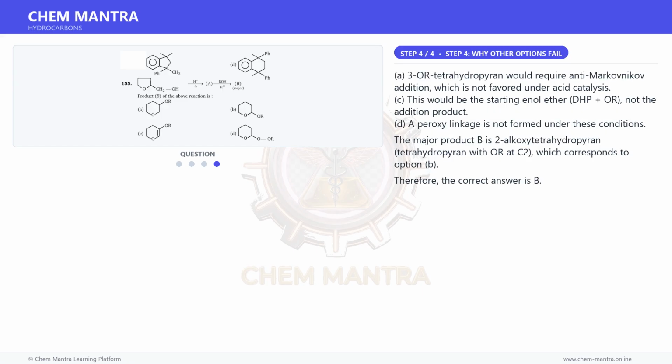tetrahydropyran. And for the final step, A, 3-OR tetrahydropyran would require anti-Markovnikov addition, which is not favored under acid catalysis. C, this would be the starting enol ether, DHP plus OR, not the addition product. D, a peroxy linkage is not formed under these conditions. The major product B is 2-alkoxytetrahydropyran, tetrahydropyran with OR at C2, which corresponds to option B.